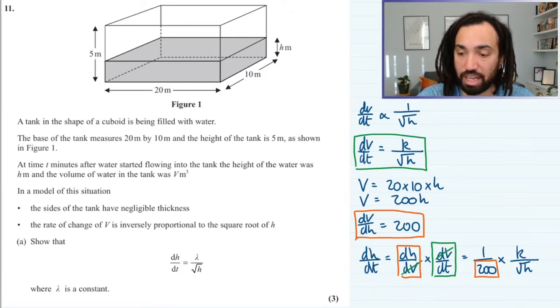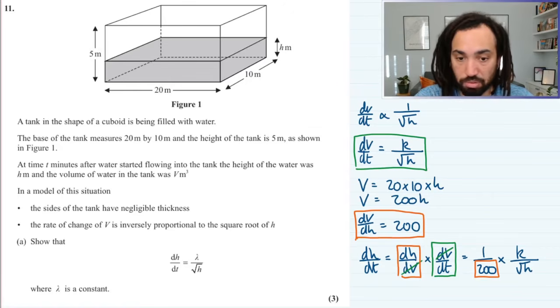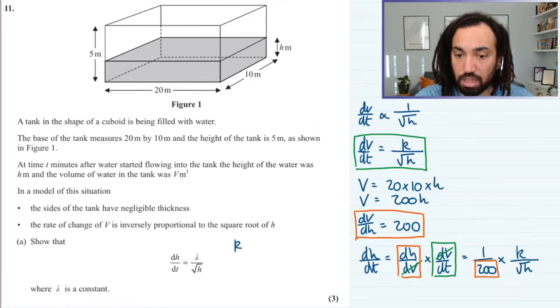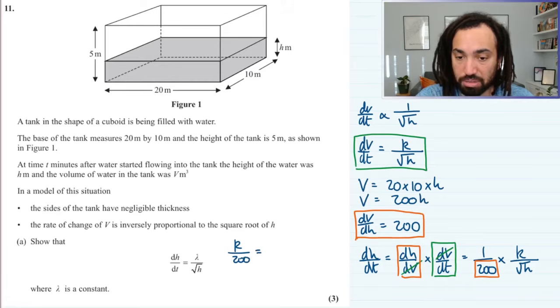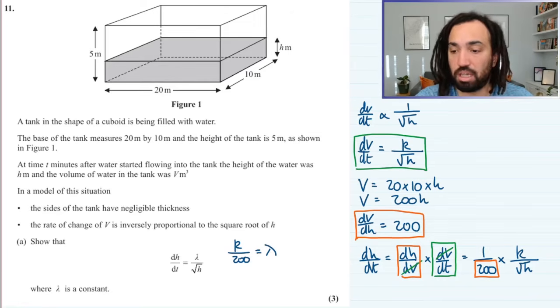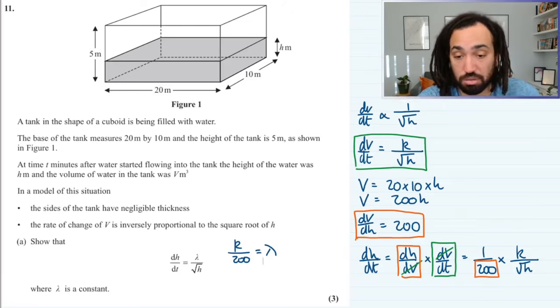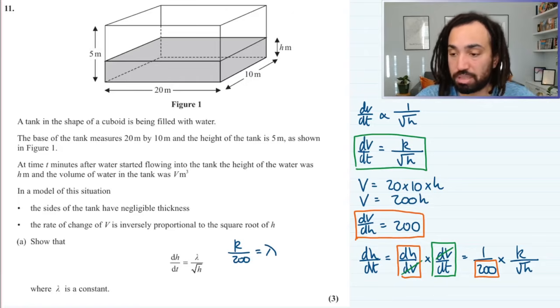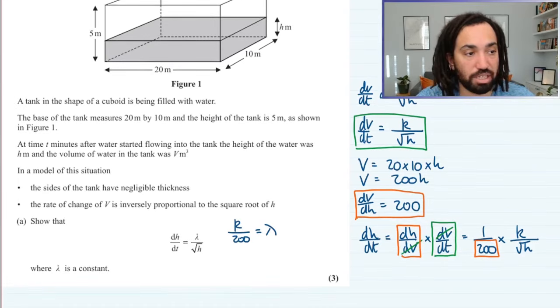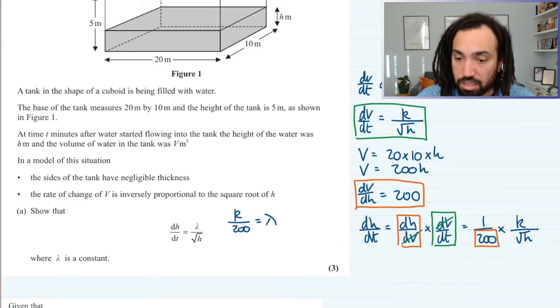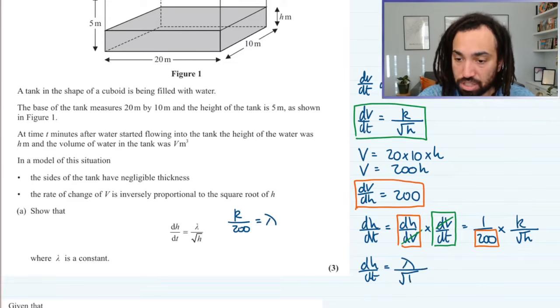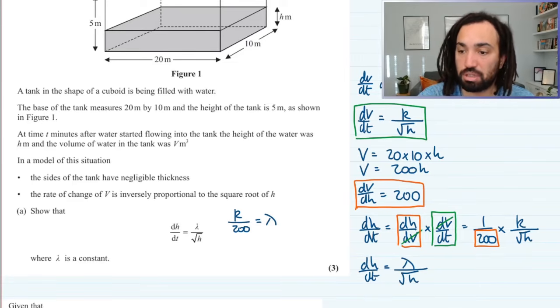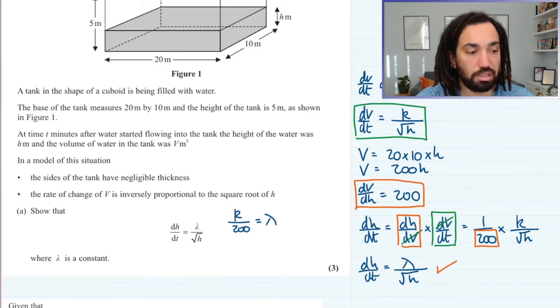So we're saying that the constant of proportionality over 200, if that was equal to lambda, just any given constant, it's just a constant, and k is a constant, and so is 200, so it's equal to a constant, which we'll just call lambda. Then that means we can rewrite this as dh over dt is just equal to lambda over root h, as they've asked for. Perfect.